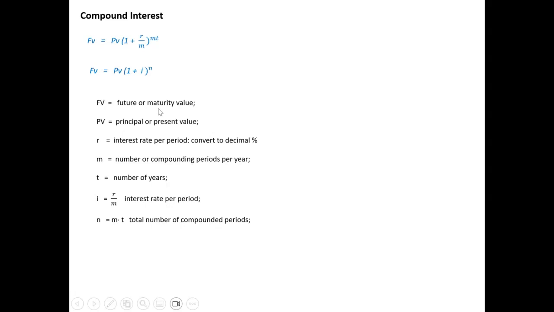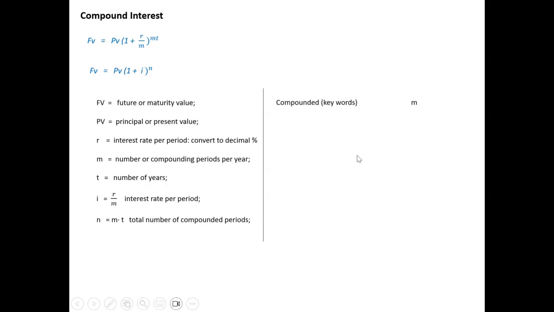So the future value means the future or maturity value. The present value, the PV, means principal or present value. The R is the interest rate in decimal. The M is the number of compounded periods per year. The T is equal to the number of years. The I is R divided by M, and the N is M times T.